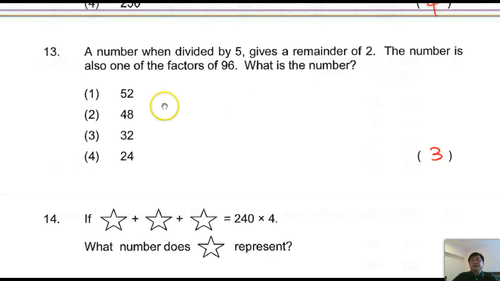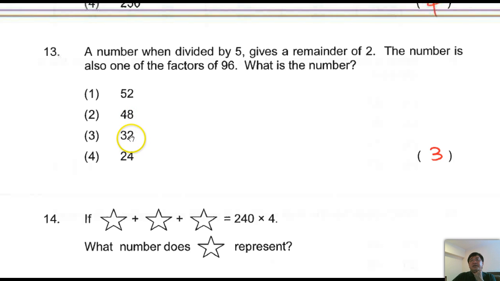Okay, take all of this. Okay, try one by one. Take 52, divide by 5. Okay, yes, remainder is 2. Right, 48 divided by 5, 45. This remainder is 3. So you can't do it.